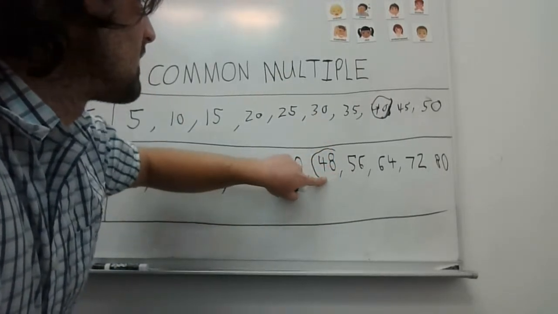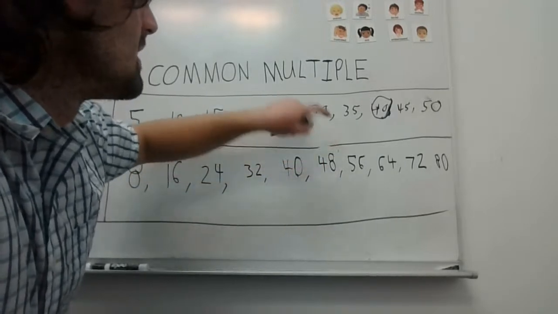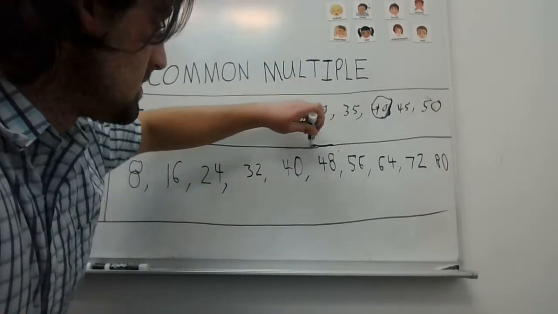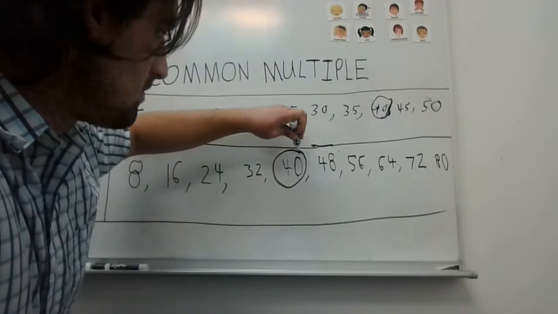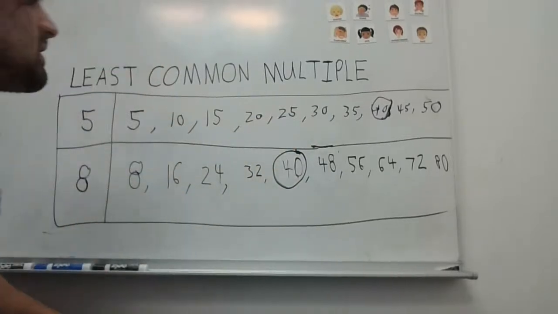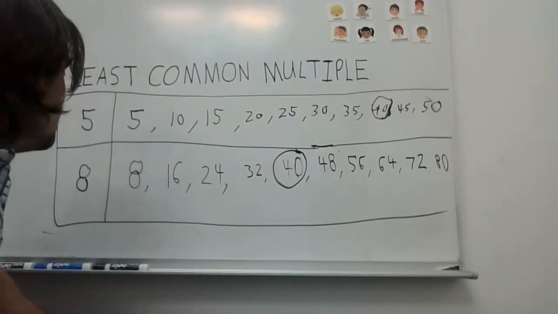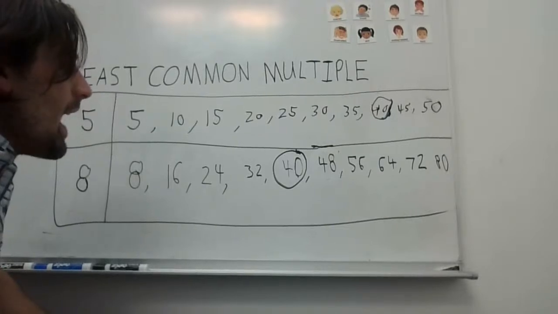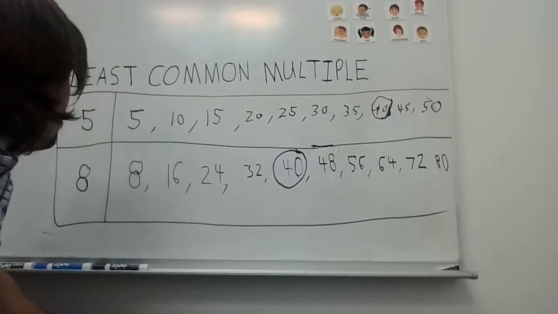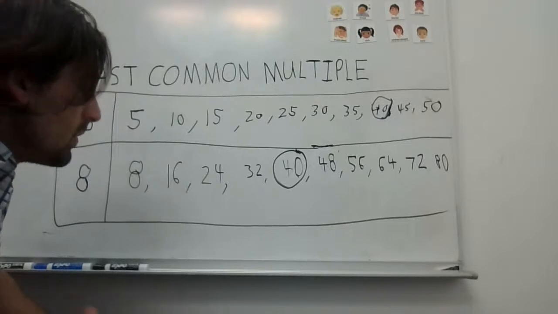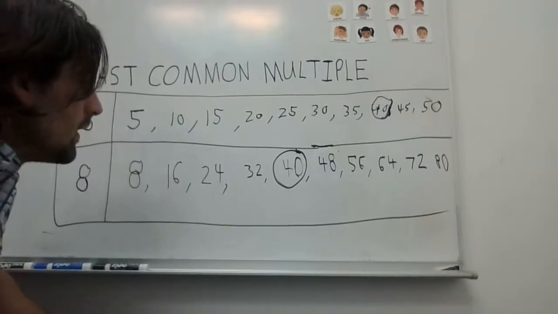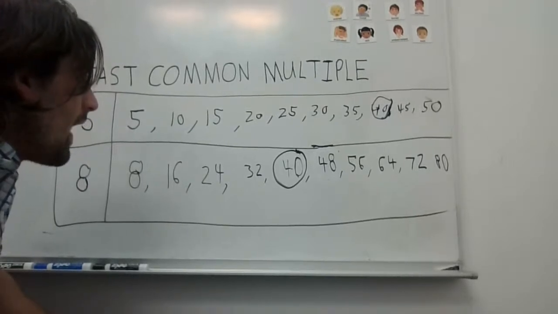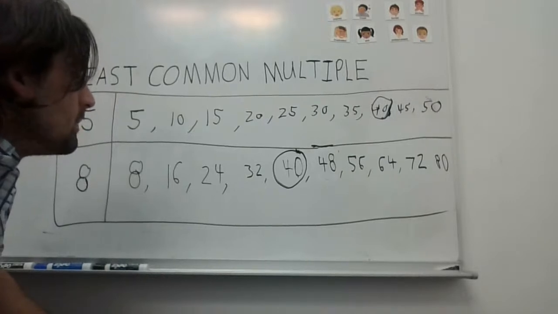Oh, wait, that's not the one. I almost circled the wrong one. So there you have it. The least common multiple between 5 and 8 is 40.